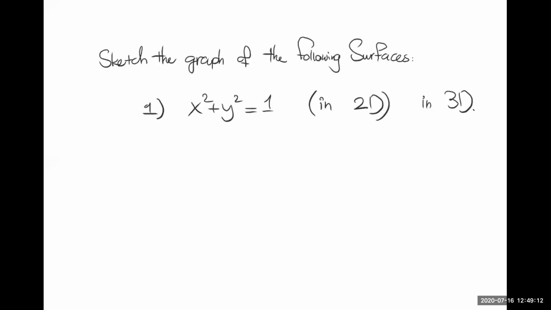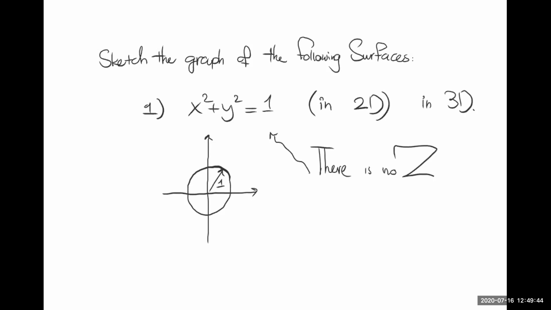What is the type of this surface? The first thing we should recognize in these questions is what type of surface this is. What is the important thing about this surface? Yes, good. In 2D, it's a circle with radius 1 and center (0, 0). In 3D, you should tell yourself there is no z here. Whenever one of the variables is absent, it means it's a cylindrical surface.